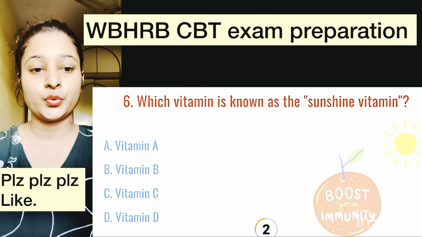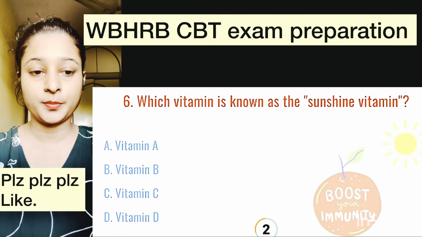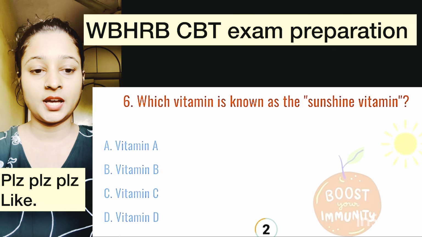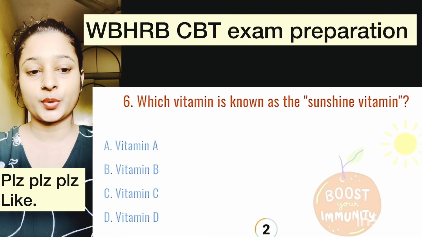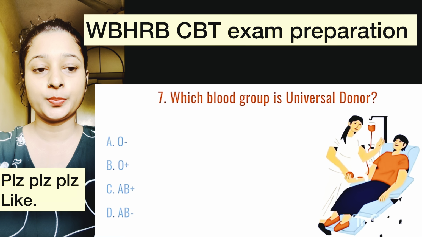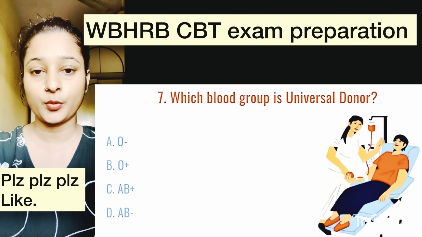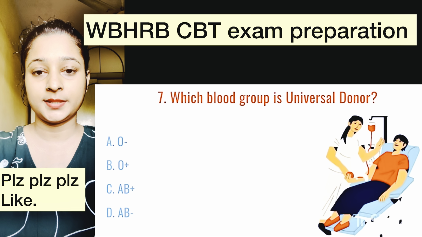Question number 6 is which vitamin is known as the sunshine vitamin? Option A is vitamin A, option B is vitamin B, option C is vitamin C and option D is vitamin D. Here correct option is option D, vitamin D. Question number 7 is which blood group is universal donor? Option A is O negative, option B is O positive, option C is AB positive and option D is AB negative. Here correct option is option A, O negative.